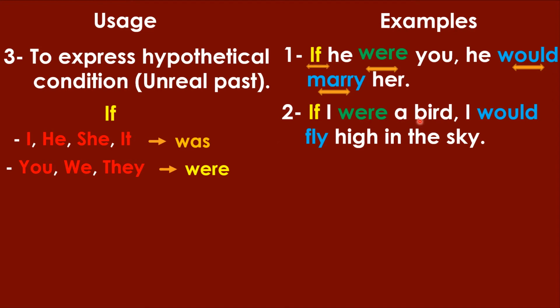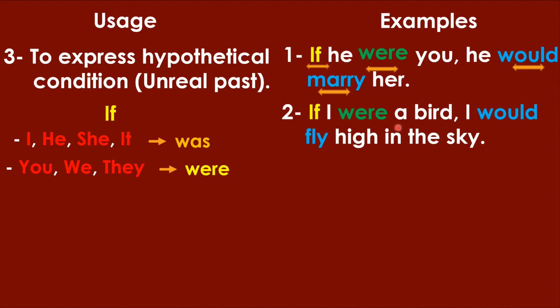If I were a bird, I would fly high in the sky. لو كنت طائر هطير عالي في السماء. طبعا again it's number two is similar to number one. هنا مثلا جملة رقم واحد if he were you, لو كان هو مكانك he would marry her, كان اتجوزها.